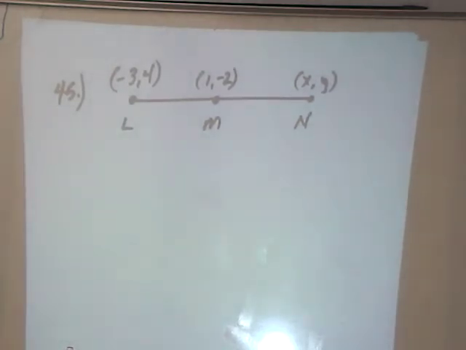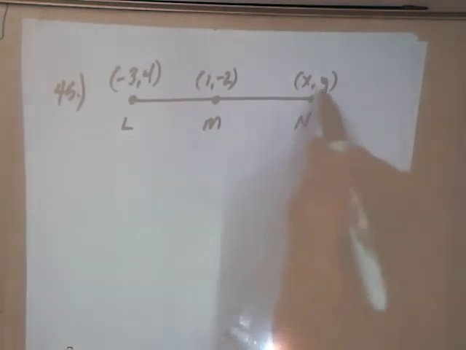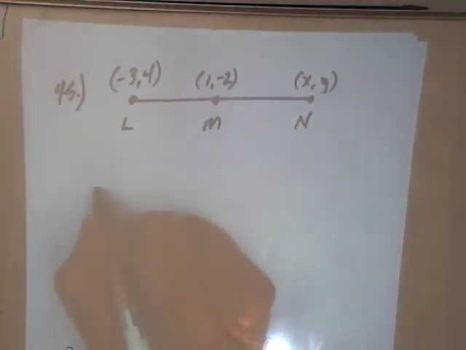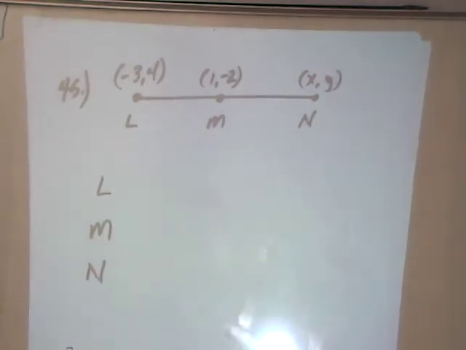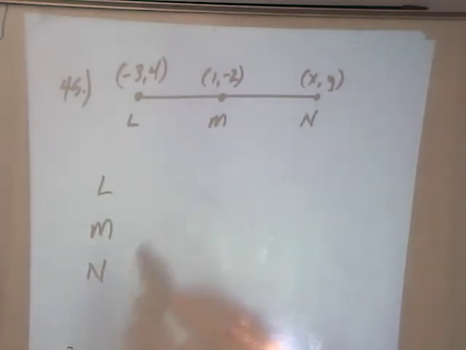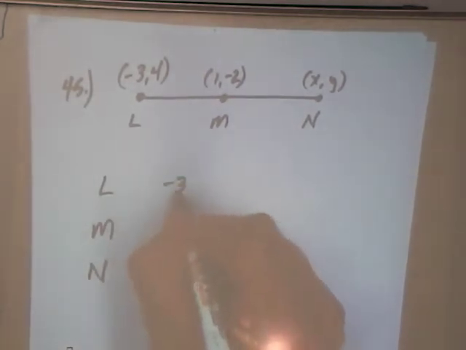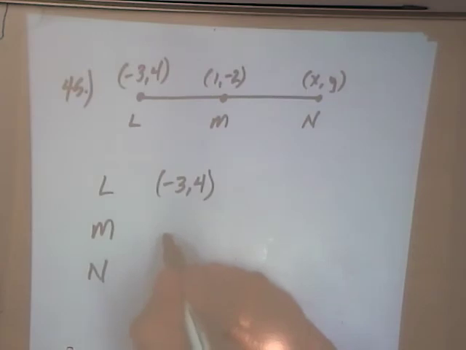So everybody understand the difference between 44 and 45? What do they want us to find in 44? They want us to find the midpoint. Use the midpoint formula. In 45, they're giving us the midpoint, and they want us to find this other endpoint way out here. Do these questions this way. Set it up vertically. Make sure the midpoint's in the middle. And then write the points down. -3, 4, 1, -2.